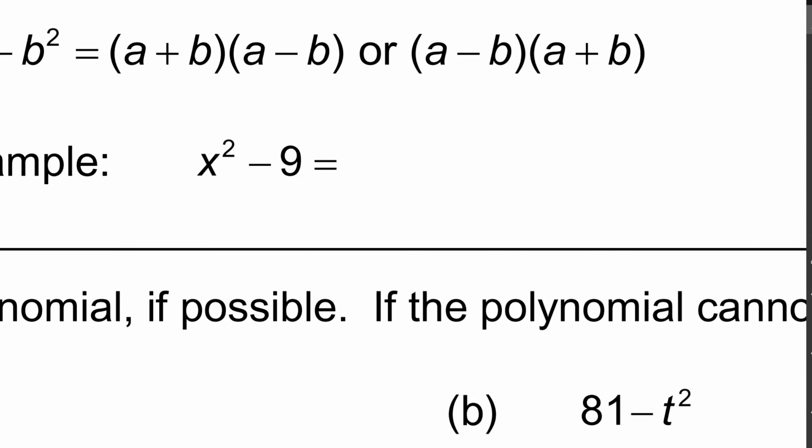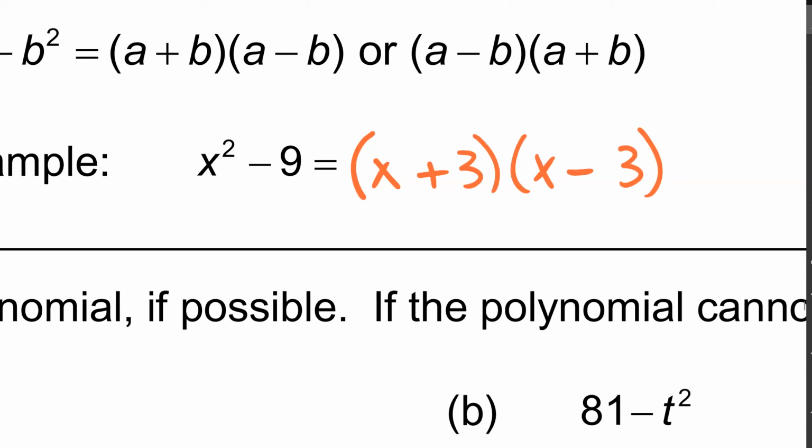X squared is literally x times x. 9 is 3 times 3. So a difference is going to be x squared minus 9. And the way you factor it is you have your x and your 3, your x and your 3, and one of them is a plus, the other is a minus. That's it.